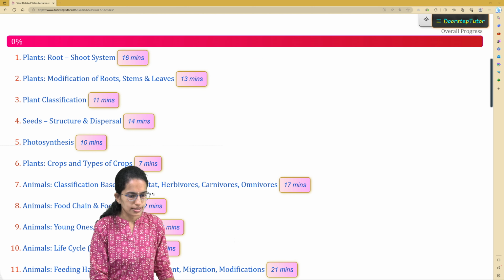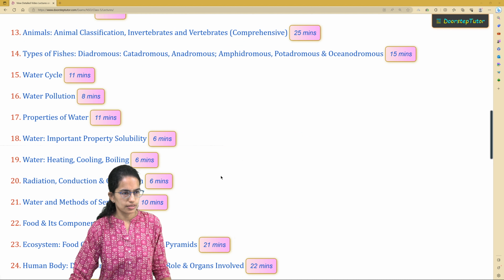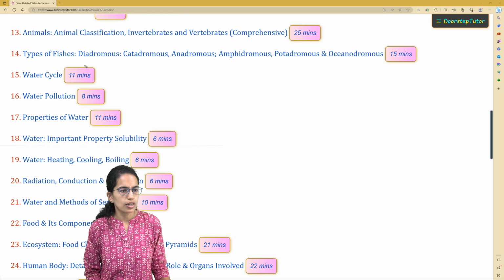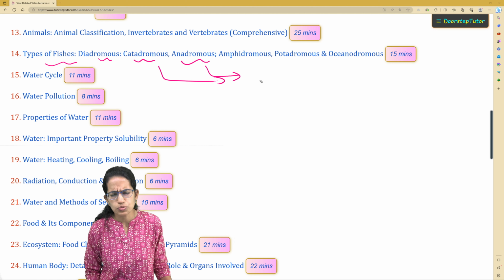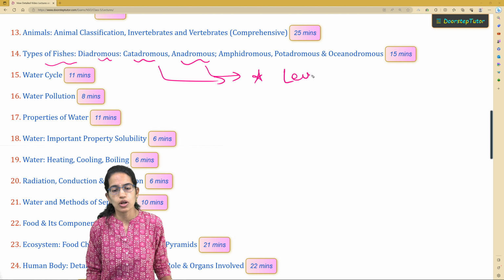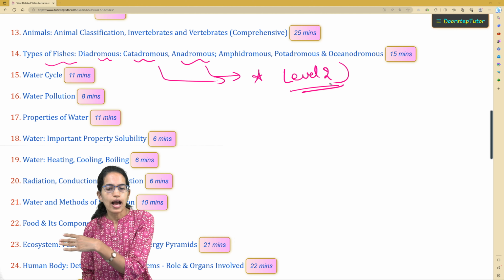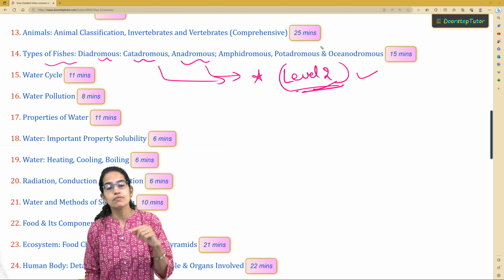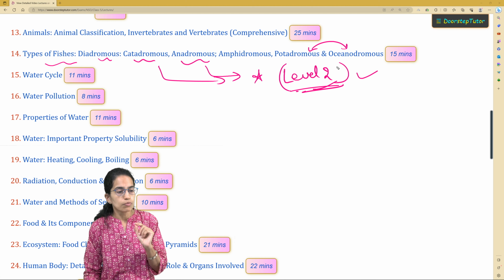Moving further, if you come on to animal classification, one of the very important topics that you must take into account is the types of fishes. Diadromous, that is catadromous and anadromous fishes, and the examples for the same, are extremely important, specifically for your Level 2. Every time you have questions related to this. We also have a separate playlist for Level 2 where the relevant videos are covered. Even if the question paper is more difficult, you have to cover potamodromous and anadromous in more detail.